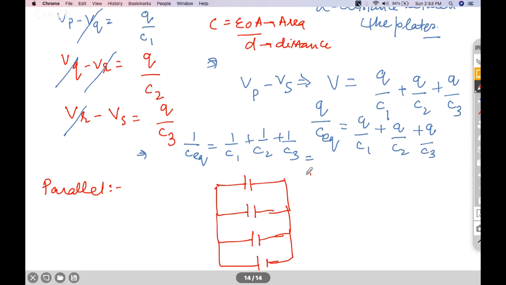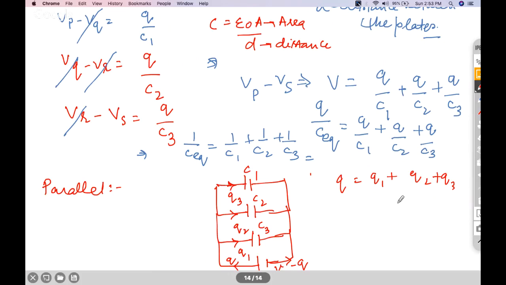This is C1, C2, C3, and this is V. I know that as they are in parallel, the potential difference across them is same, but the charges would be different. So if charge Q is transferred from here and minus Q is transferred from here, here it will be Q1, here it will be Q2, and here it will be Q3. So what happens is Q is equal to Q1 plus Q2 plus Q3.